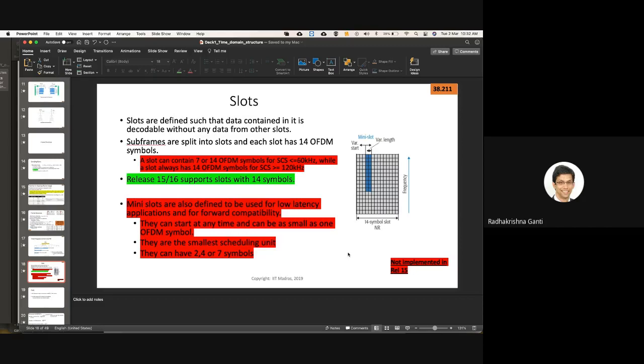But they are not implemented. The mini slots are not implemented in release 15. I don't think they are implemented in release 16, but I'll find out once. Okay, let me just find it out once.